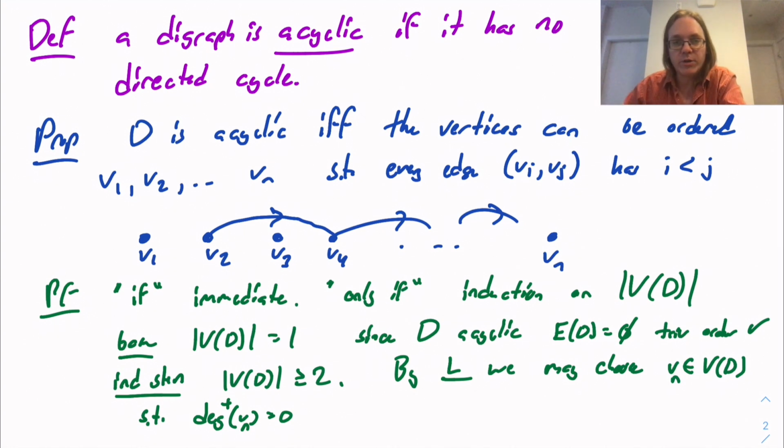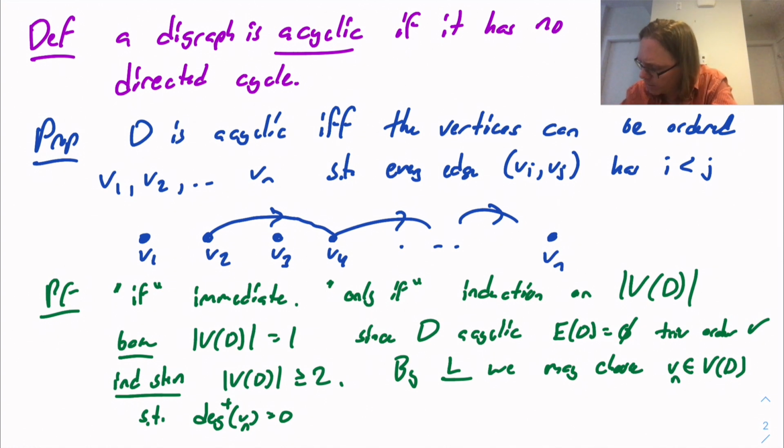I will delete the vertex vn from the digraph. That digraph will be acyclic. You better not have a directed cycle there, right? Because the original digraph is. And that means that this smaller digraph by induction is going to have a suitable ordering. And I put v sub n at the end. And that's the whole proof.